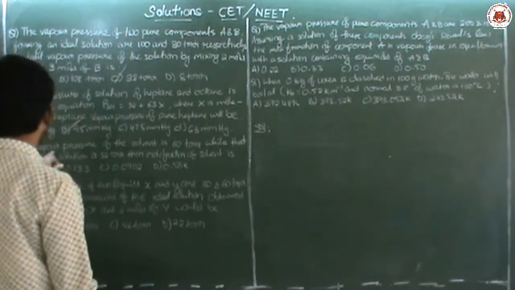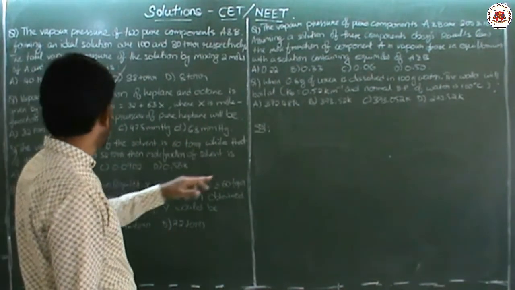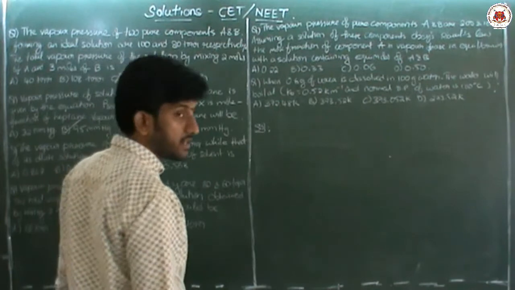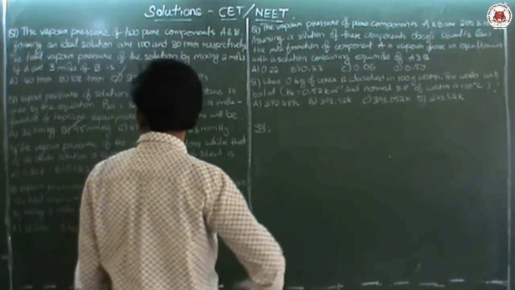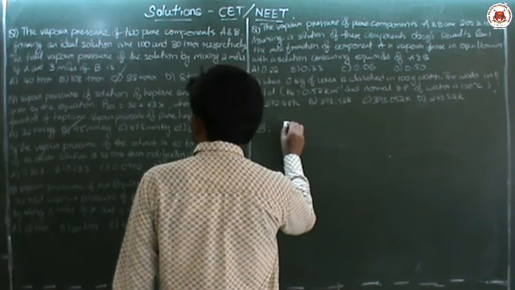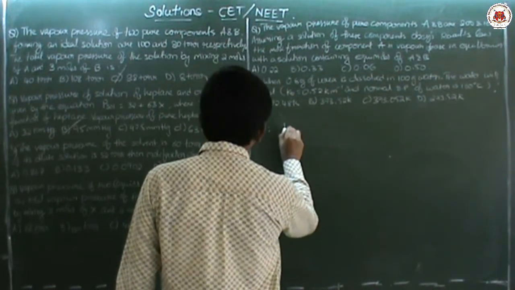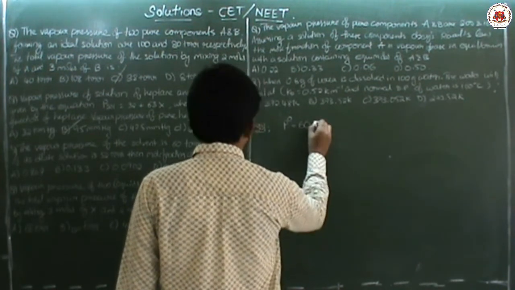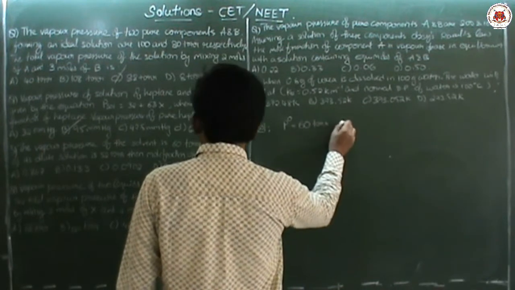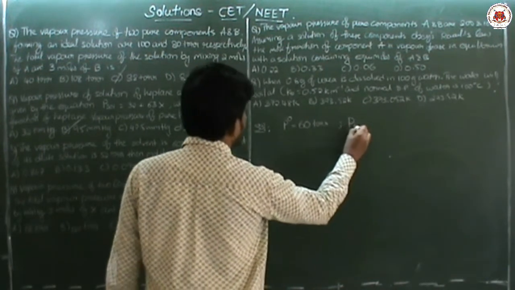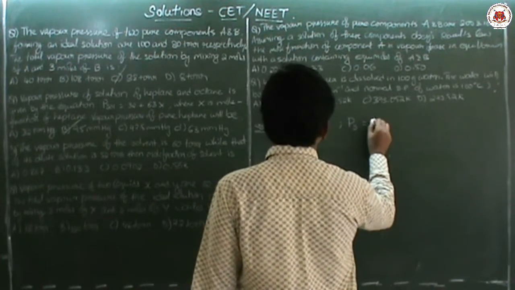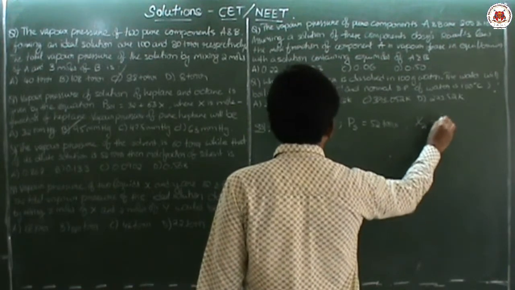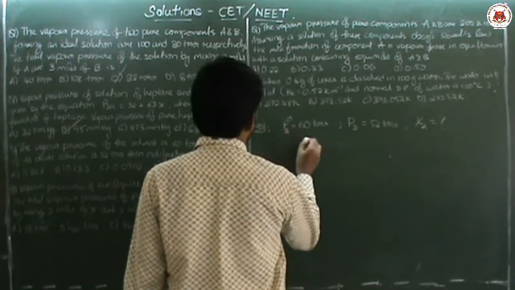Next question is, the vapor pressure of the solvent is 60 torr, while that of its dilute solution is 52 torr, then the mole fraction of the solvent is. So the vapor pressure of the solvent, that is P naught, is given as 60, and that of the dilute solution they are saying is 52 torr. What they want is, the mole fraction of the solvent is how much?